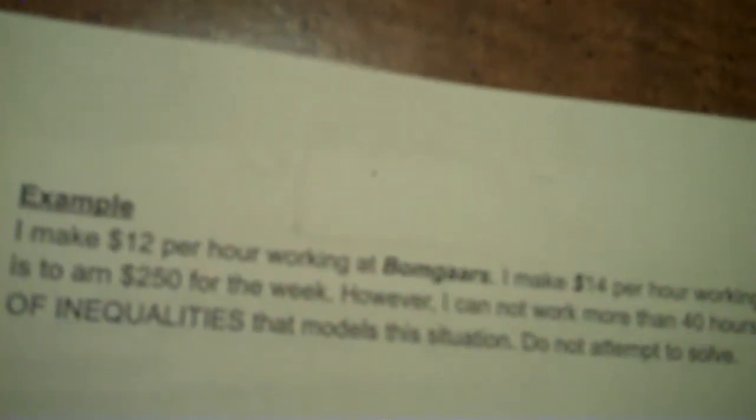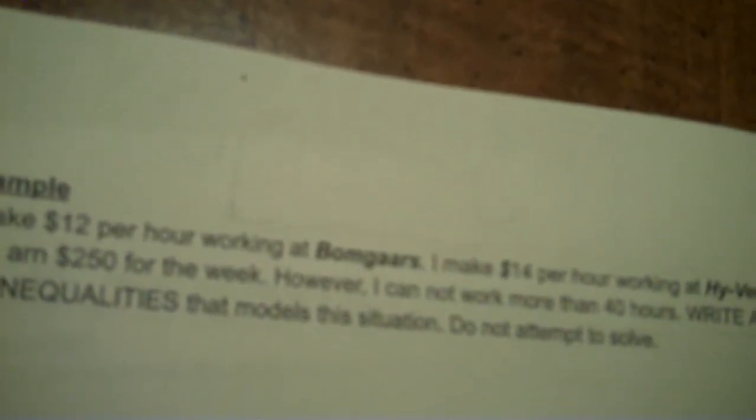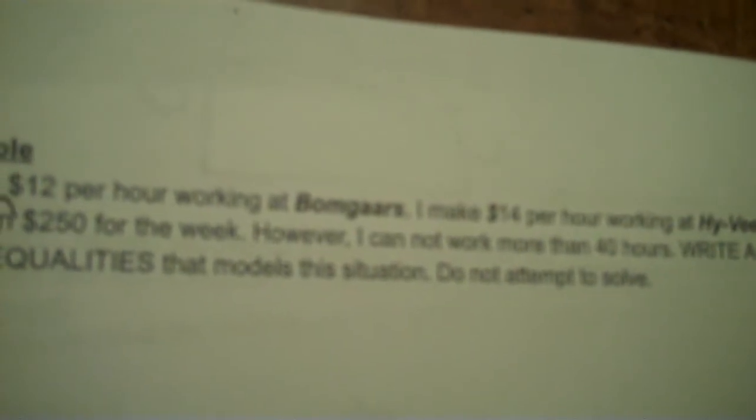Here's kind of a units problem. I make $12 per hour working at Baumgars. I make $14 per hour working at Hy-Vee. My goal is to earn, sorry I can't spell, $250 for the week. However, I cannot work more than 40 hours. Write a system of inequalities that models this situation. Don't attempt to solve it.